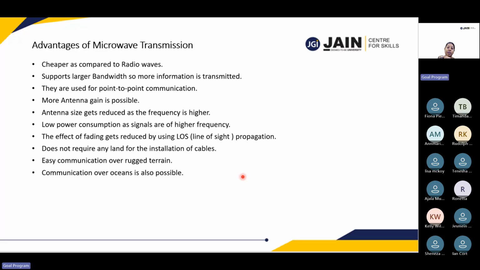Antenna size gets reduced as the frequency is higher. Okay, so lower power consumption as signals are of higher frequency. So if you have a higher frequency, the antenna size is smaller. Before, all antennas were very big, but now the antenna sizes have been reduced because the frequency is becoming higher and higher. Low power consumption as signals are of higher frequency.